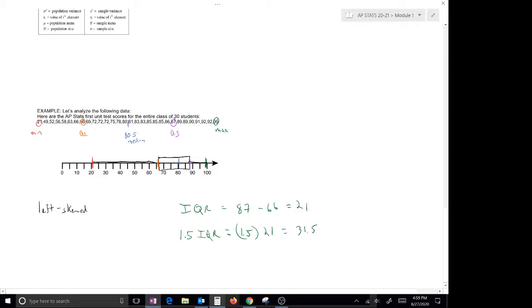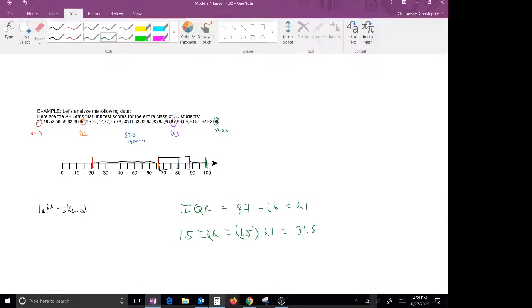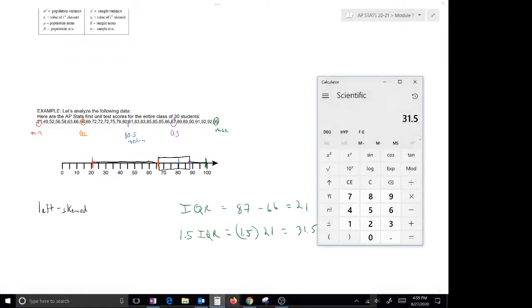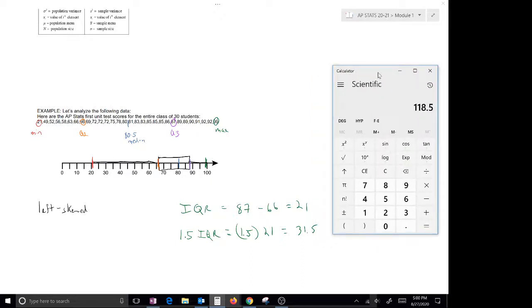So what I want to do with this 31.5 is add it to my third quartile and subtract it from my first quartile and see if there are any data points past that. So if I take 87 plus 31.5, I get 118, and there's definitely no data past 118. So this maximum, 99, is not an outlier.